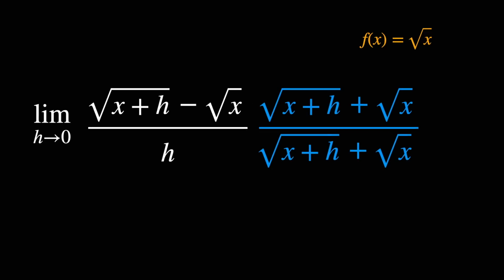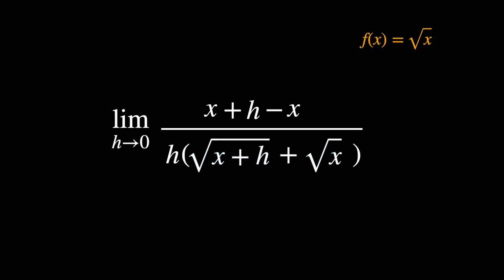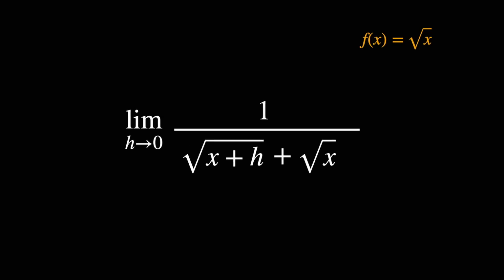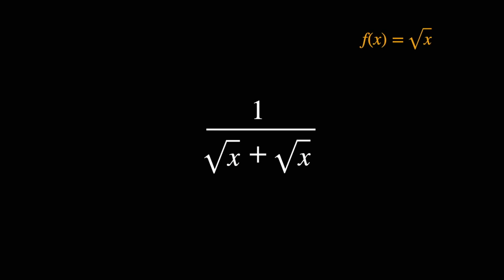This allows us to use difference of squares to multiply the numerators and get rid of those square roots. That just gives us x plus h minus x. Now we can cancel the x's in the numerator, cancel out the h's, and then we're finally free to plug in h equals 0, giving us 1 over 2 root x, which is our derivative. Let's see if using the new definition is any cleaner.